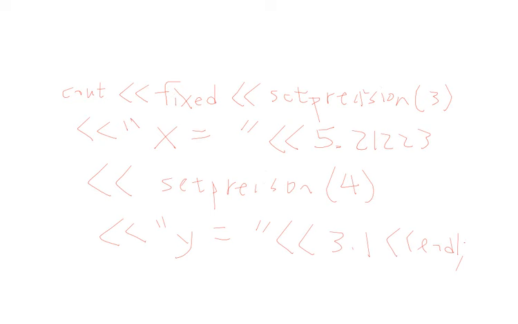Okay, so that's how you change the number of decimal places. Notice that this second method is much easier when you have different numbers that each need different decimal places. The first method is good if all your numbers are going to have the same number of decimal places. All right, so that is output. Get comfortable with these cout commands.